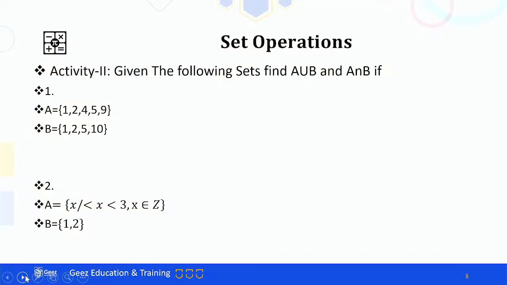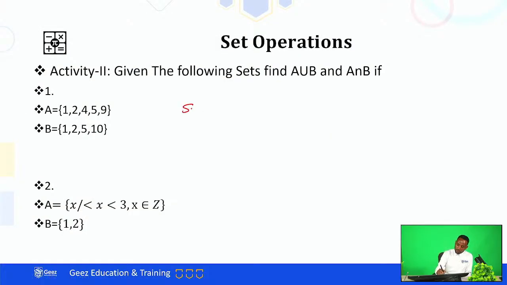All right, let's go to the examples related to A union B and A intersection B. Good. So let me proceed from this. You have set A with elements 1, 2, 4, 5, and 9, and B with 1, 2, 5, and 10. Then you are asked to find A union B. How do you find A union B?